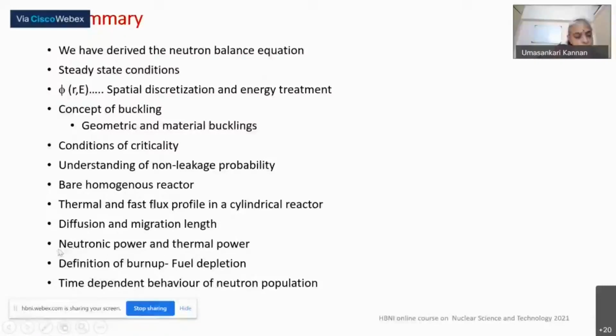We also gave an expression for calculating the neutronic power or the fission power of the reactor. And I have also told you how the thermal power is different from the neutronic power. And some definitions of burn-up and fuel depletion. We did a small calculation of fuel depletion in a typical natural uranium fuel PHWR. And also the time-dependent behavior of the neutron population and what is meant by reactor period. So this is what I wanted to tell you today.